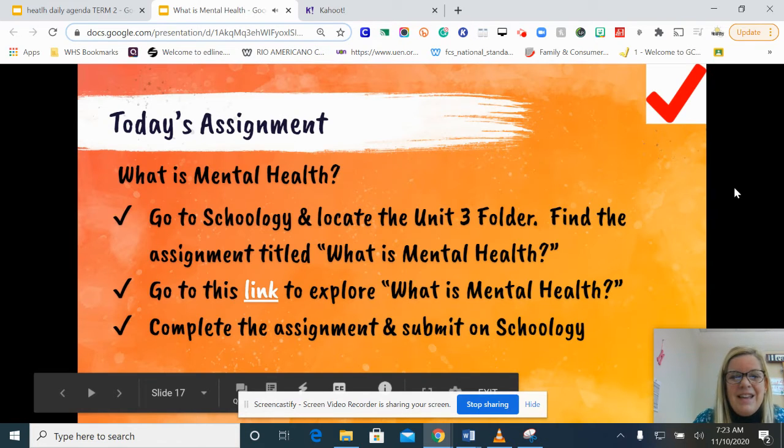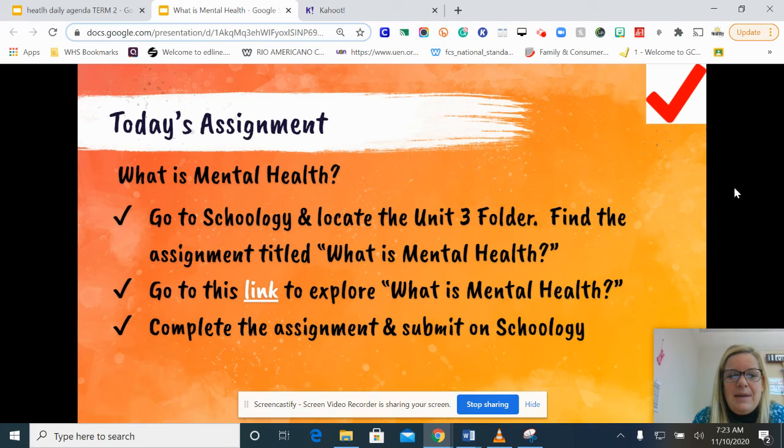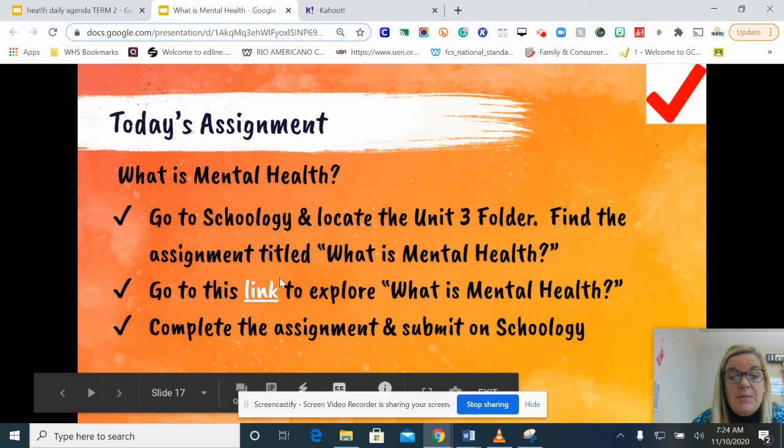Okay, so let me go over today's assignment. Today's assignment is located in Schoology in the Unit 3 folder, and it's called What is Mental Health? So go into our Unit 3 folder, which is now right under the agenda. Find the assignment, What is Mental Health?, which should be on the very top, probably right under the slides today. And then there's a link here for you to go to. It's going to take you to the Walk in Our Shoes website. You'll use the information on this website to complete the assignment and then submit it on Schoology.